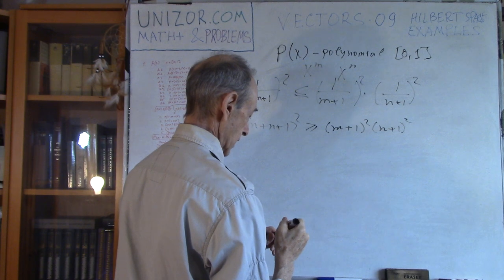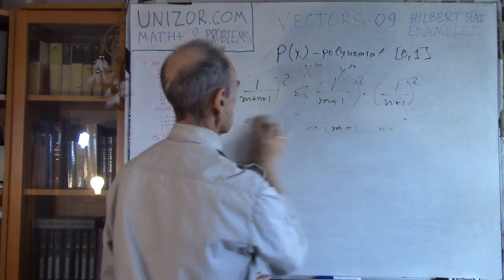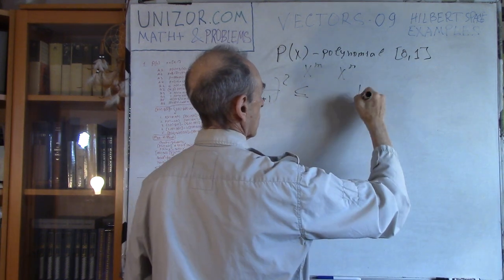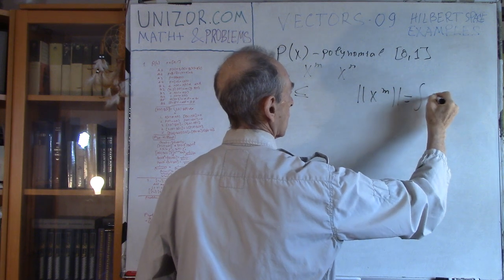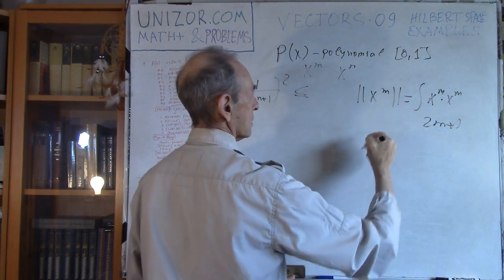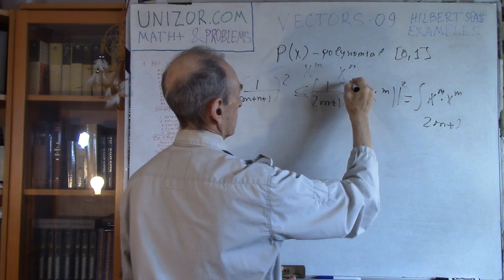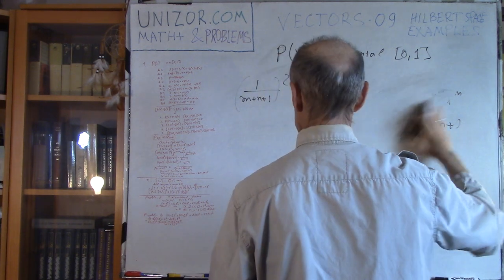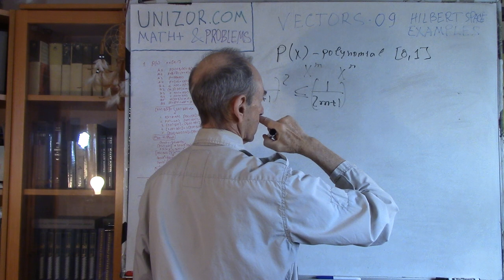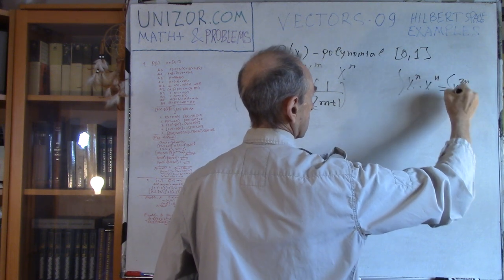Oh no. I made a mistake. Sorry. The norm of x to the m is the integral of x to the m times x to the m. So it's x to the 2m, which gives 2m plus 1. Same thing, squared. Same thing with n. So instead of this, I have to put 2m plus 1. My mistake. So the square goes under the integral. The integral of x to the n times x to the n is x to the 2n, so it would be 2n plus 1.